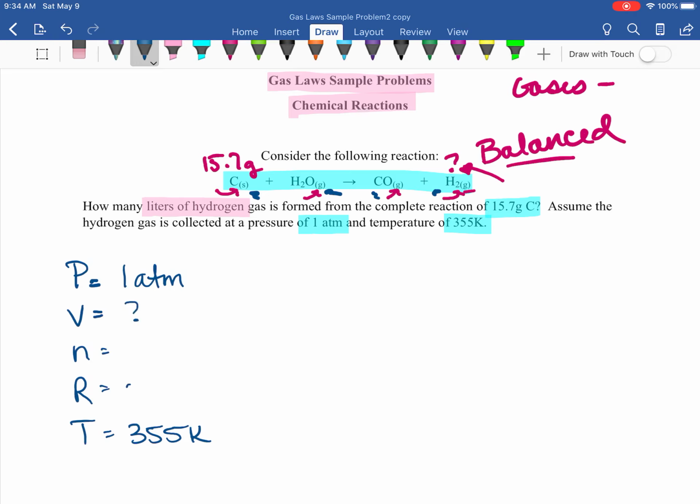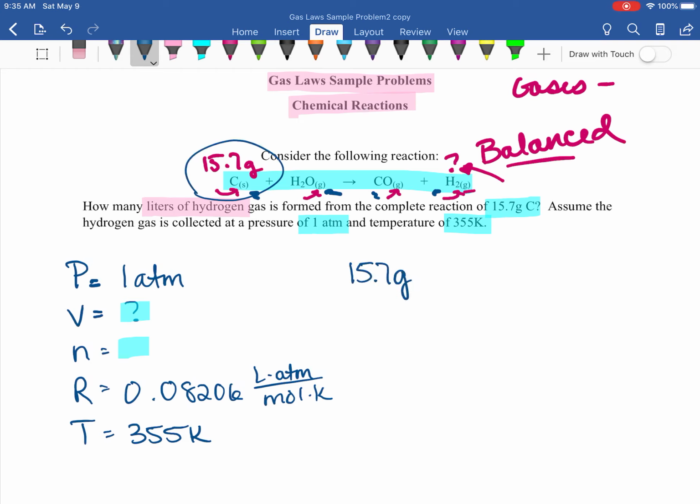Let's fill in what we know. We're being asked to calculate volume, and we know our gas constant already: liters, atmospheres, moles, Kelvin. Okay, so our units are good, and now we've got 2 missings. Or do we? The question's asking for volume. What are we going to do about moles? Well, this is the fun part. We combine Unit 3. Y'all can do this in your sleep. We're going to take that 15.7 grams of carbon and convert it to moles of hydrogen. Okay, we know how to do this.